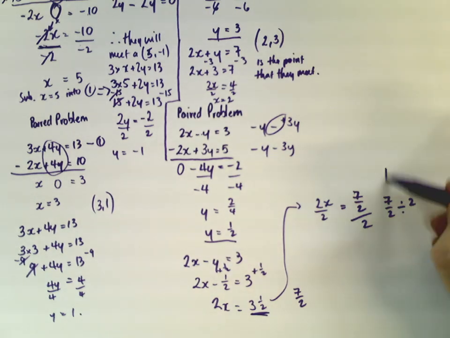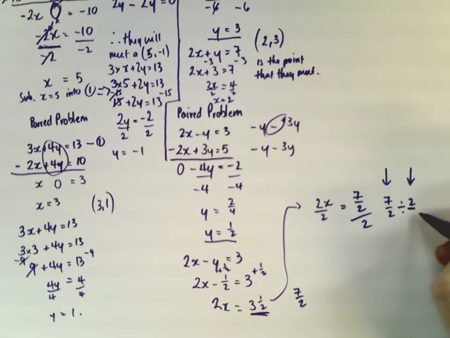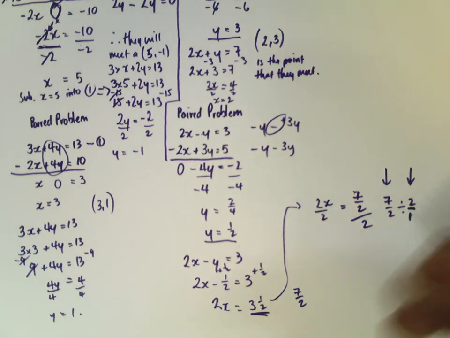Now, if this is a fraction and this is a whole number, first thing I need to do is change it into a fraction. So the easiest way to change a whole number into a fraction is, of course, just to put it over 1. Because remember, this means divide. So 2 divided by 1 is still 2. So that means that 2 over 1 is still 2. It's just a fraction version of it.